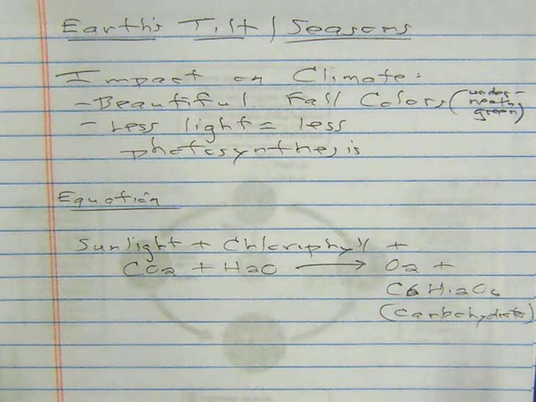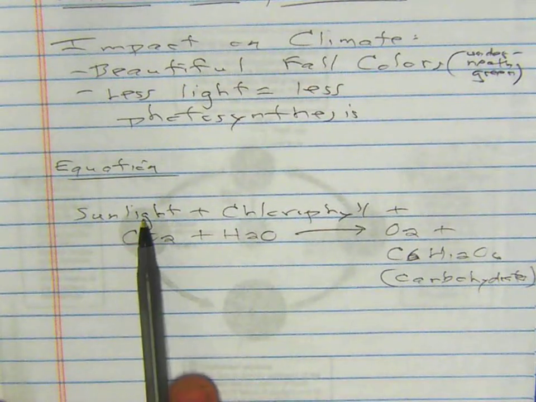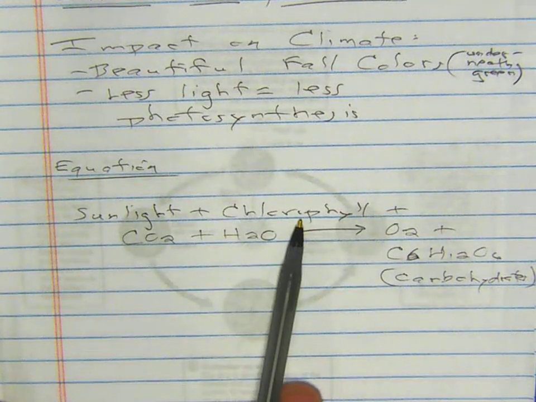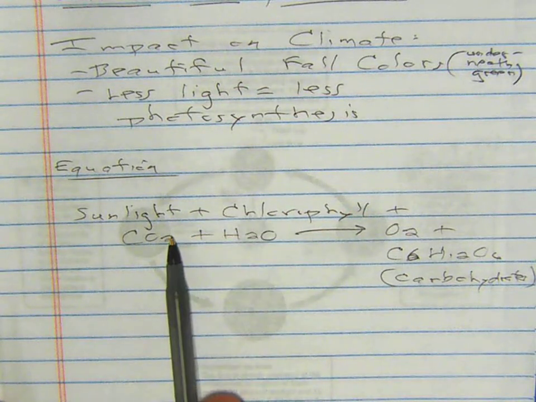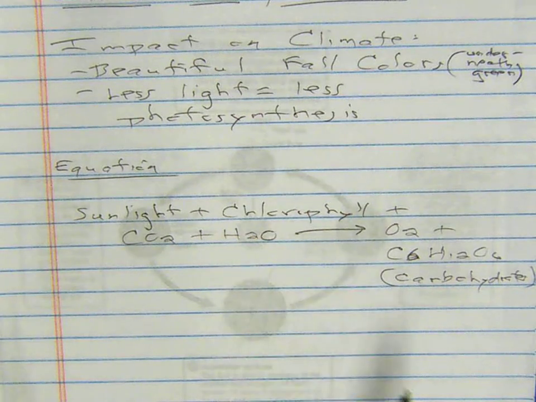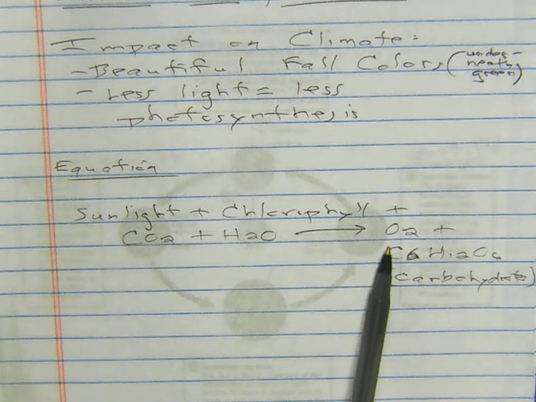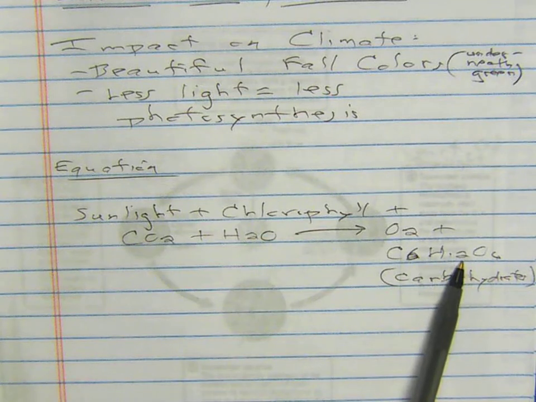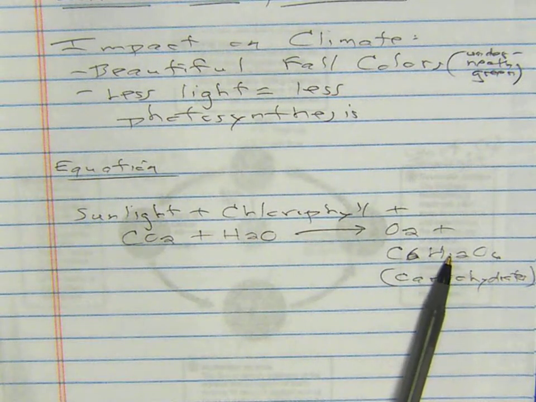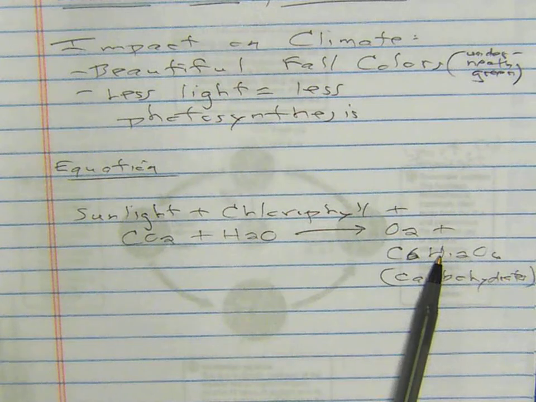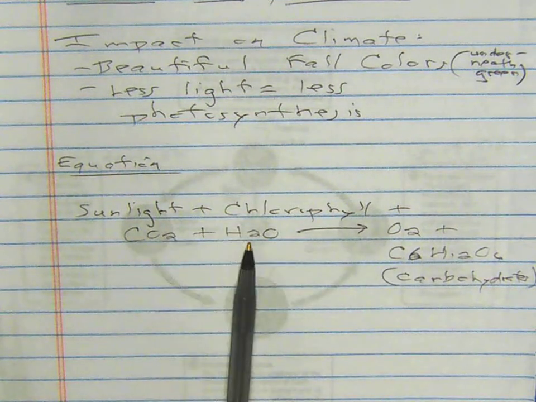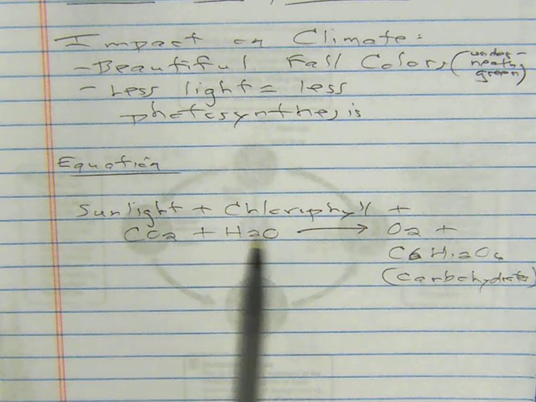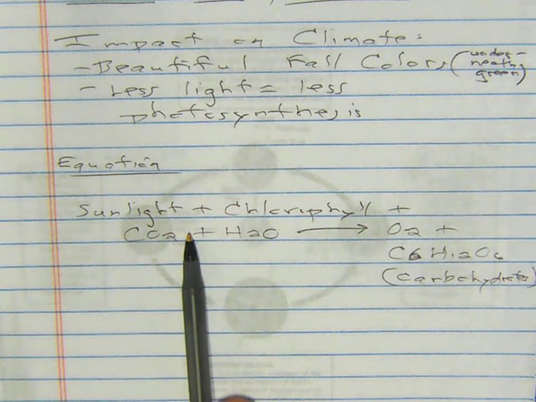When photosynthesis is taking place, as per this equation, sunlight plus chlorophyll, which makes the green, plus carbon dioxide plus water, will produce oxygen plus C6H12O6. This is the sugars or the carbohydrates, which are the key product of photosynthesis. So remember from chemistry, these are reactants, and these are products. So if I reduce one of these reactants, I'm going to reduce the amount of product that takes place.